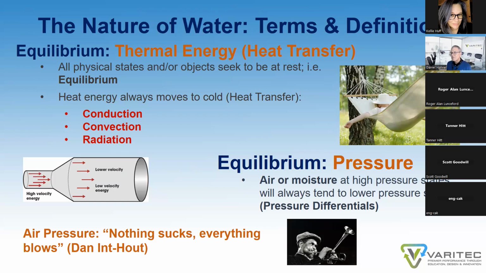Pressure. Differences in states of pressure also result in movement or change. Air or moisture at high pressure states will always tend toward lower pressure states in conformance to the physical laws of equilibrium.